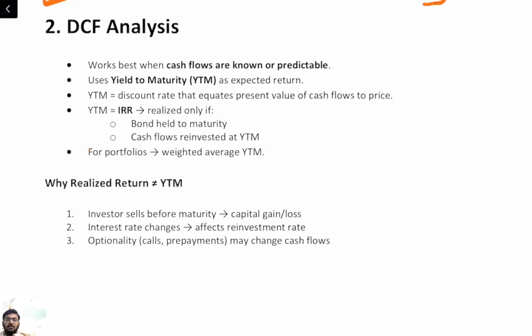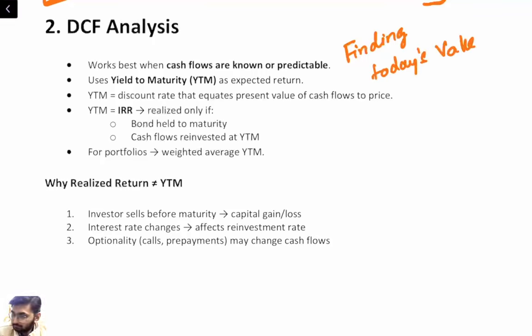So let us start the discussion of the DCF. See, DCF means what? Discounted cash flow. Clear? What is this discounted cash flow? Finding today's value of future money, or you can say the present value of the future money. So this method actually helps us to estimate what return we will earn from the bond.